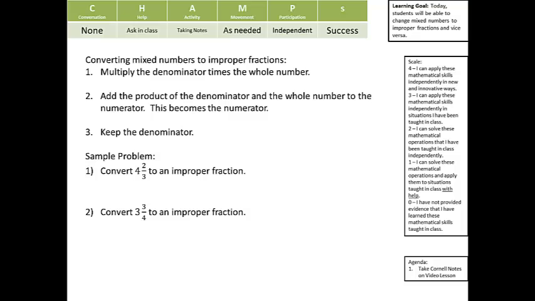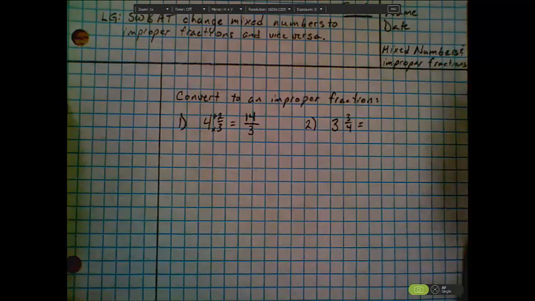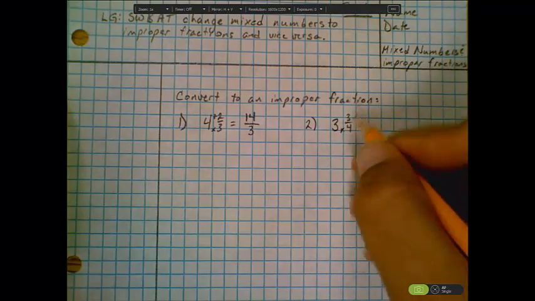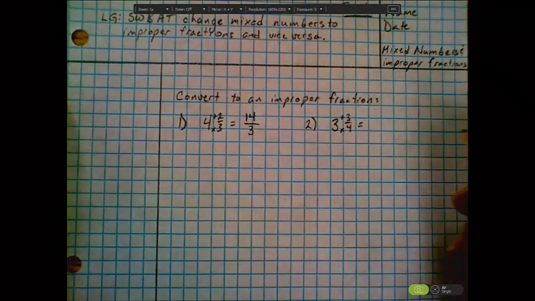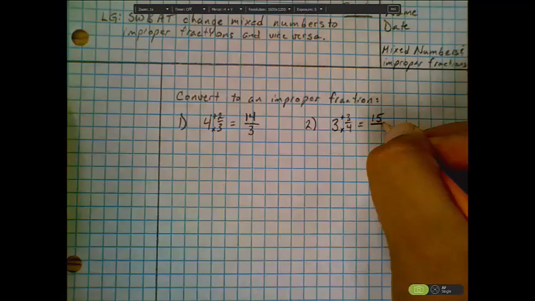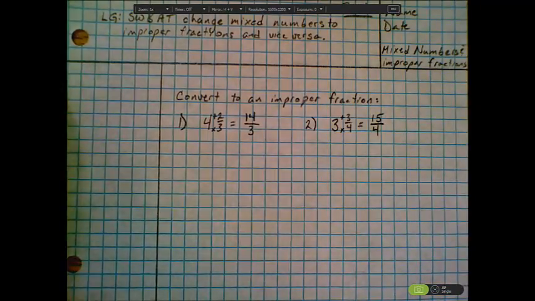Alright, so let's do another sample problem. This sample problem, we're going to convert 3 3/4 to an improper fraction. We're going to follow the same steps. So we multiply the denominator times the whole number. 4 times 3 is 12. We add the numerator. 12 plus 3 is 15. And that becomes the numerator of our improper fraction. And then the denominator just stays the same. So 3 3/4 has the same value as 15/4.